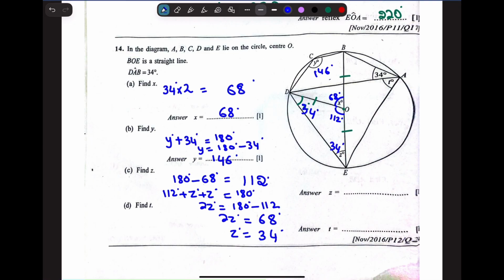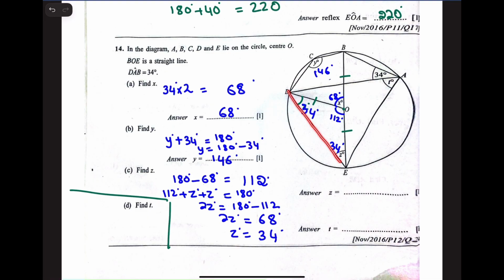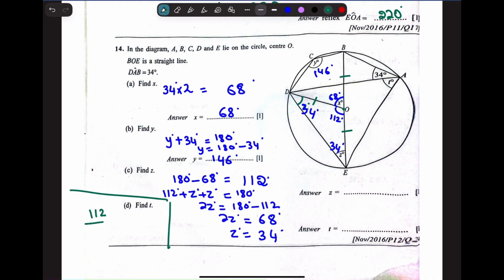Okay, and now we need to find angle t. Let's do the working here. So look at the chord DE or the arc DE. The angle subtended by the chord at the center is twice the angle subtended by the chord at the circumference. So all we have to do is divide 112 by 2 to find angle t. So it's going to be 112 divided by 2, which gives us 56 degrees. So t is 56 degrees.